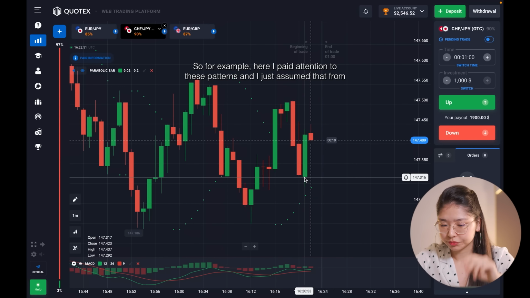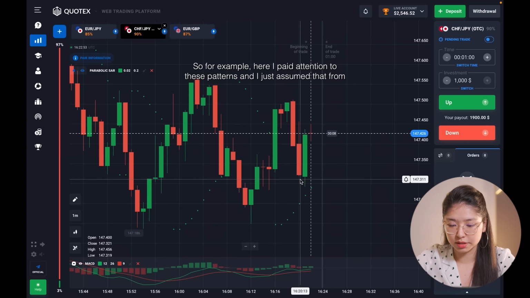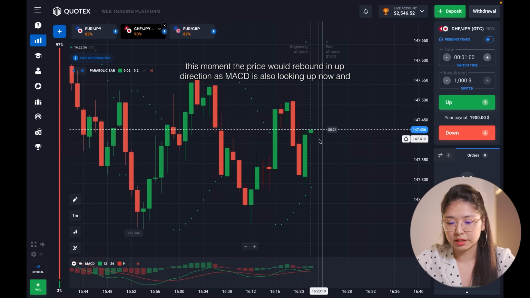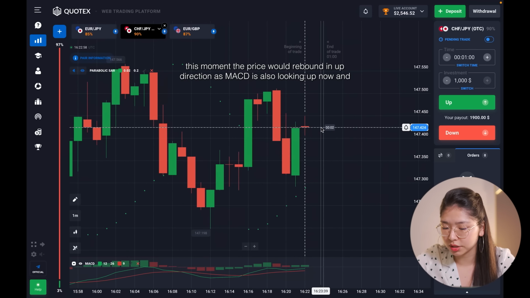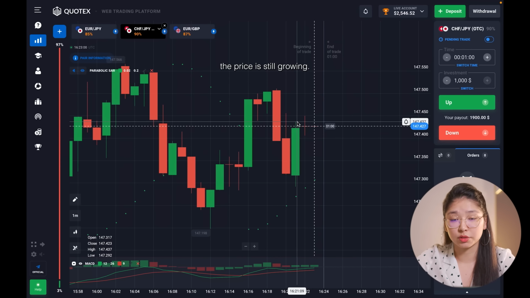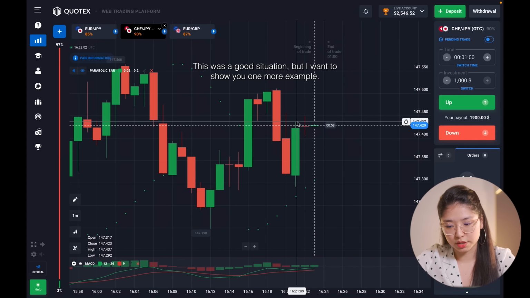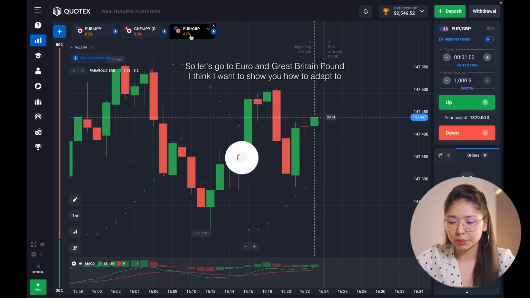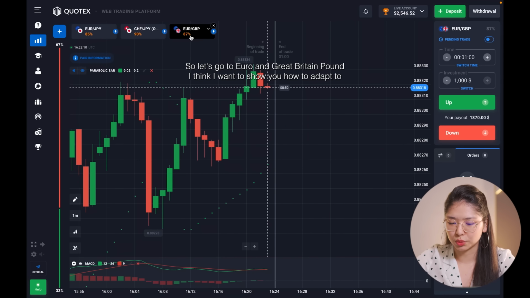For example, you paid attention to these patterns and just assumed that from this moment the price would rebound in up direction, as MACD is also looking up now and the price is still growing. It was a good situation, but I want to show you one more example. Let's go to Euro and Great Britain pound. I think I want to show you how to adapt to the market conditions.